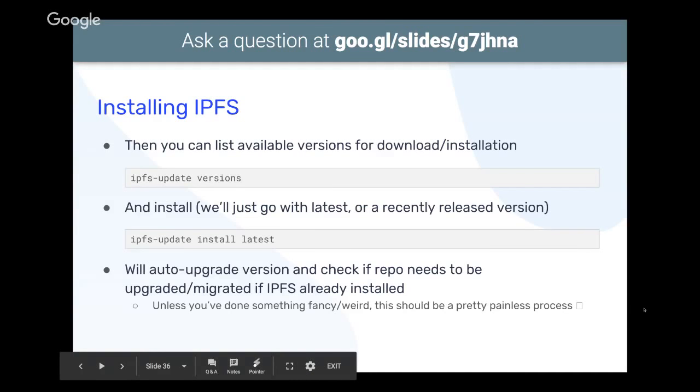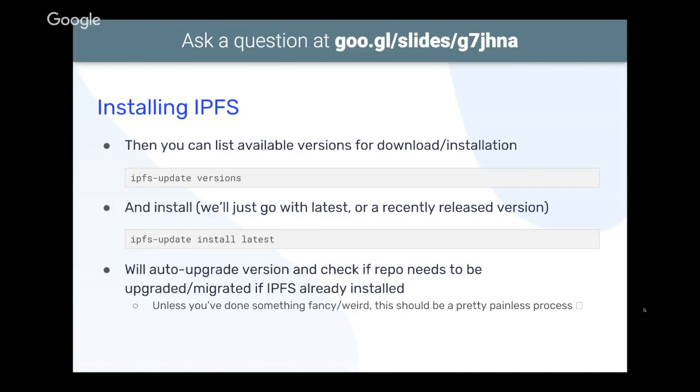Now that we've got that installed, you can list the versions of IPFS that are available for download and installation by running ipfs-update versions. And then you can install whichever version you want. I recommend for our course today that you just run ipfs-update install latest, which will go out and get the latest version of IPFS so that we know we're working with cutting edge stuff here. So I highly recommend, if you can, that you go through and do this right now. I've obviously already got it installed on my system, so I'm not going to run that again.